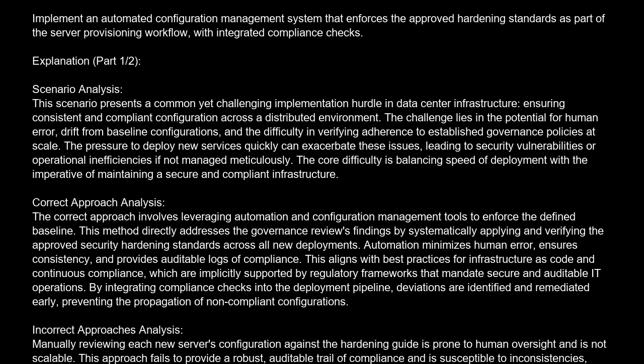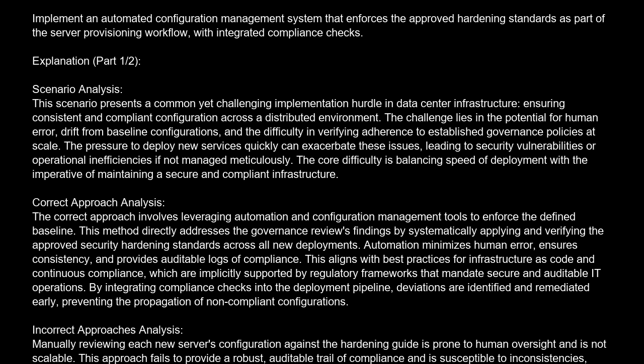Automation minimizes human error, ensures consistency, and provides auditable logs of compliance. This aligns with best practices for infrastructure as code and continuous compliance, which are implicitly supported by regulatory frameworks that mandate secure and auditable IT operations. By integrating compliance checks into the deployment pipeline, deviations are identified and remediated early, preventing the propagation of non-compliant configurations.